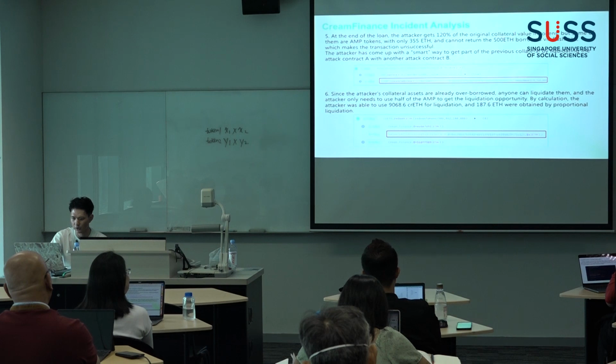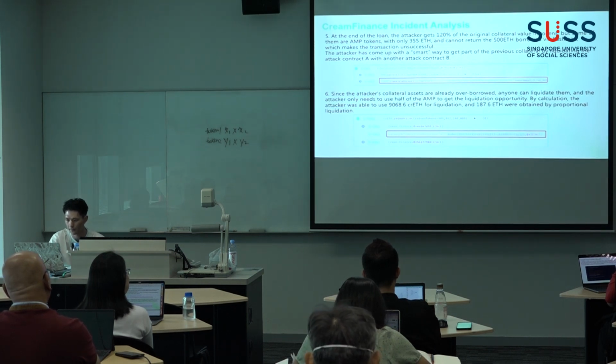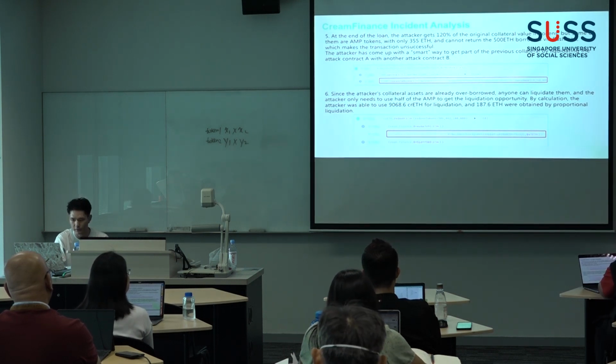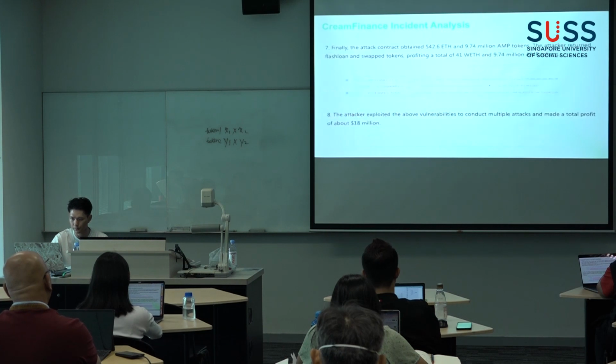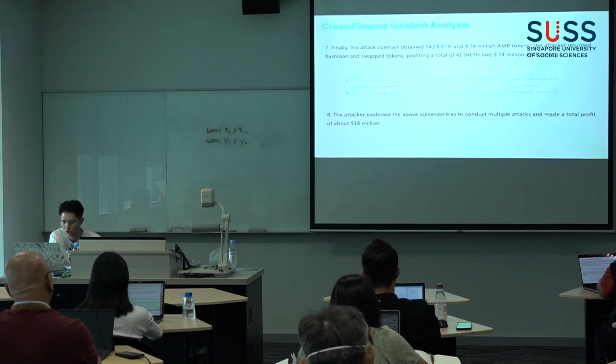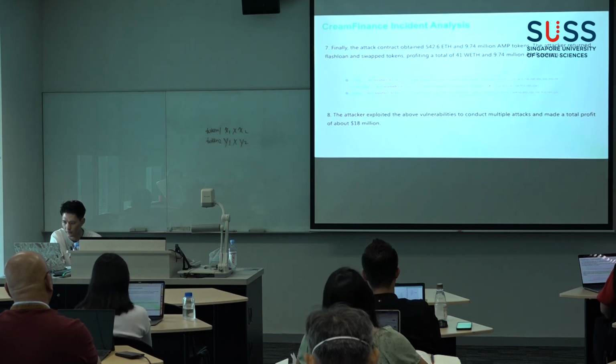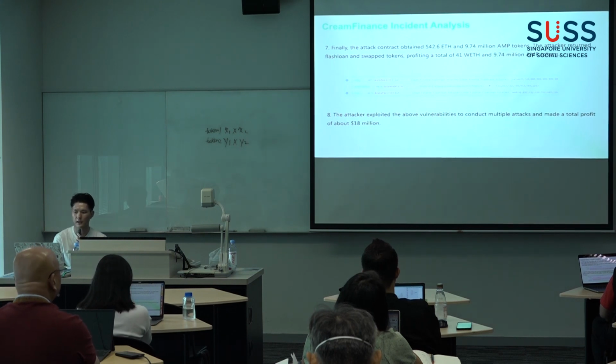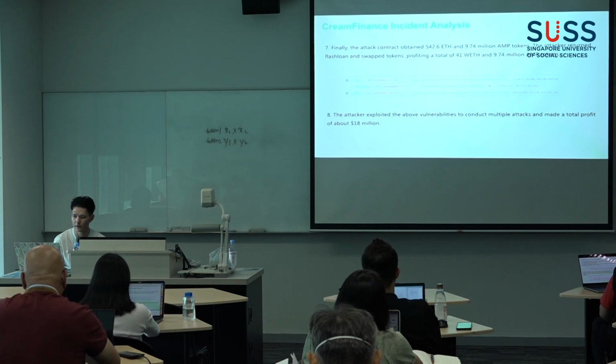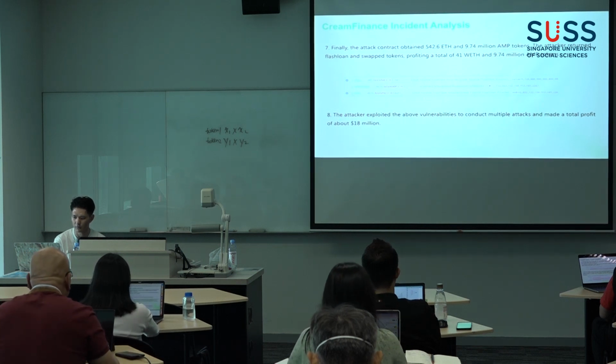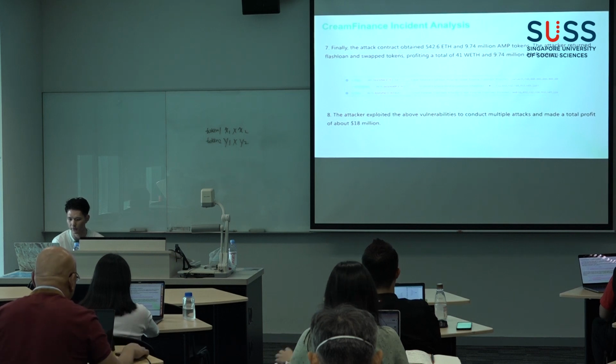By calculation, the attacker was able to use 9,000 CR ETH for liquidation, and 187 Ether was obtained by proportional liquidation. As we know, if your account is underwater, anyone can be a liquidator and initiate a liquidating transaction and will get a certain amount in rewards. The attack contract obtained 500 Ether and 9 million AMP tokens. The attacker returned the flash loan successfully and then swapped tokens, getting a profit of 41 Ether and 9 million AMP tokens. So at market value, it's almost $18 million.